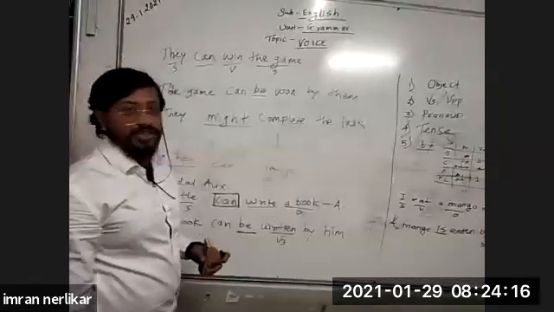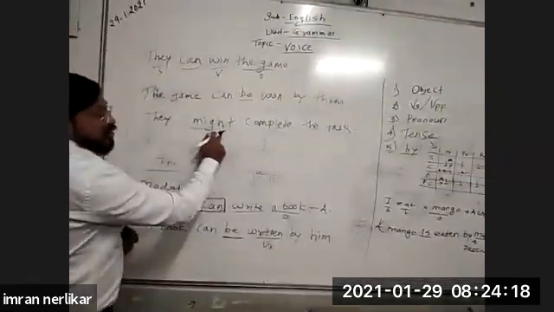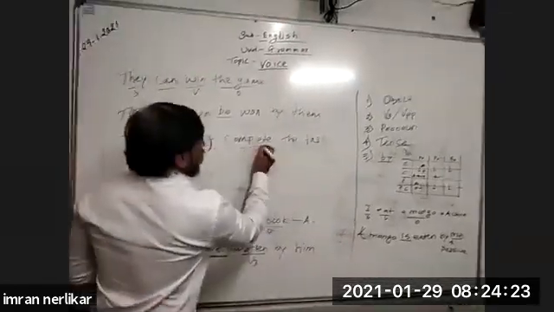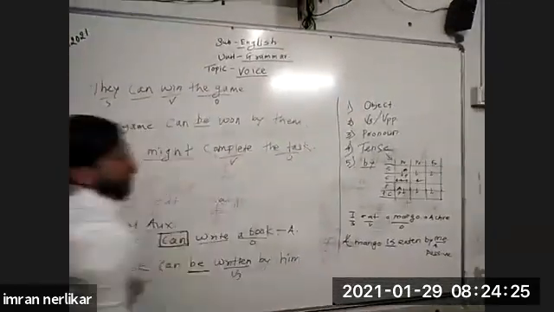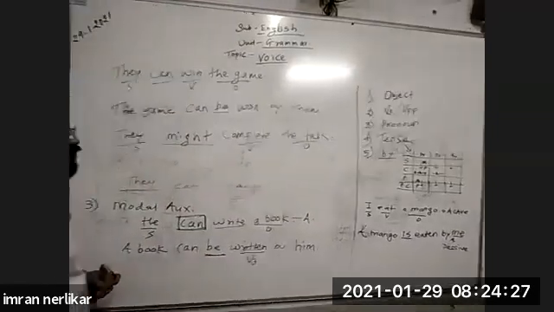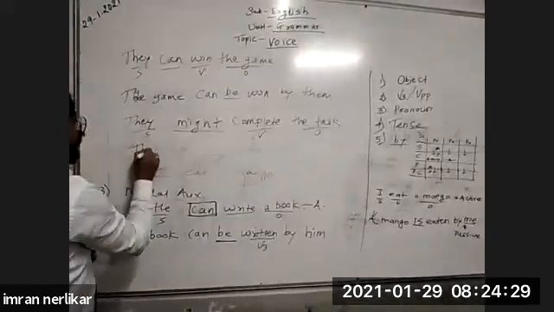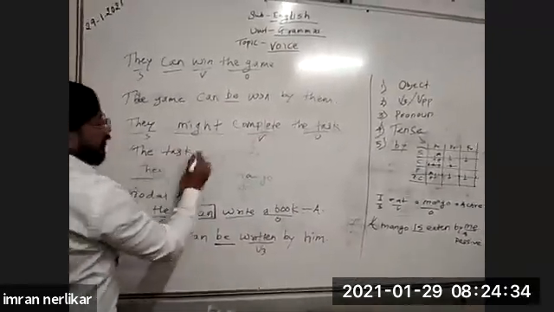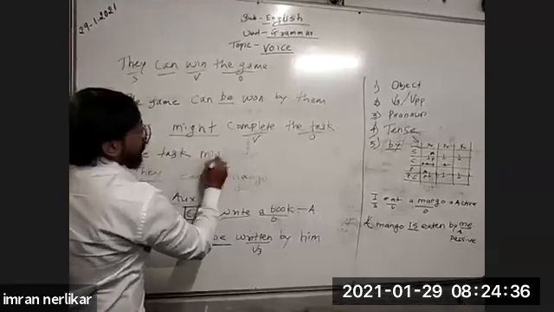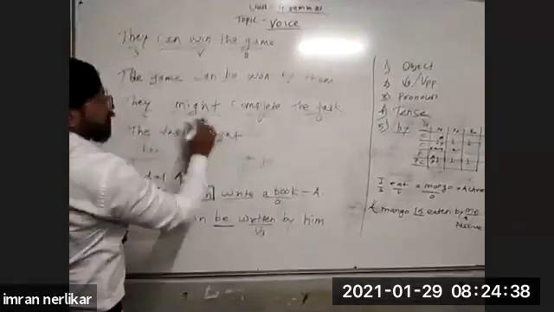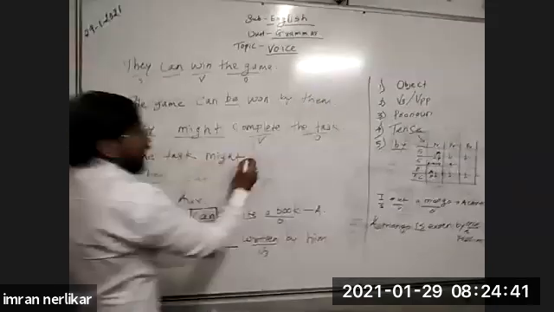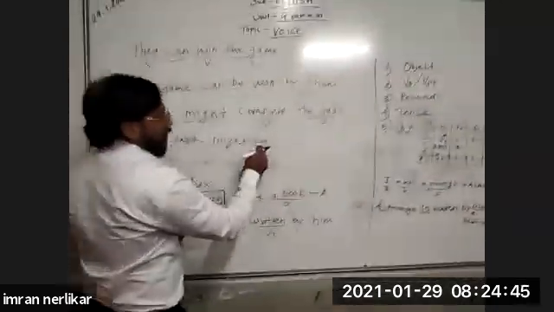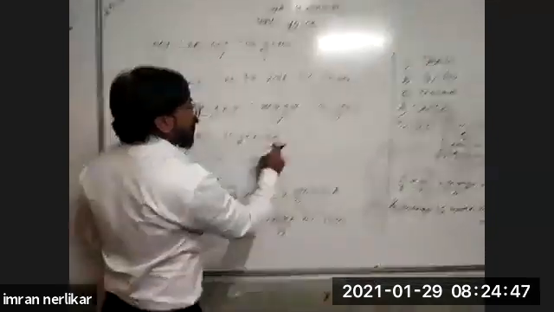May, might, must. This is the modal auxiliary which is used here. They is subject, this is verb, this is object, the task. Now see how to make it passive. First of all, object will come first: the task. Modal auxiliary you have to take the same, the task might. After the modal auxiliary you have to take be. Don't forget this. The task might be.